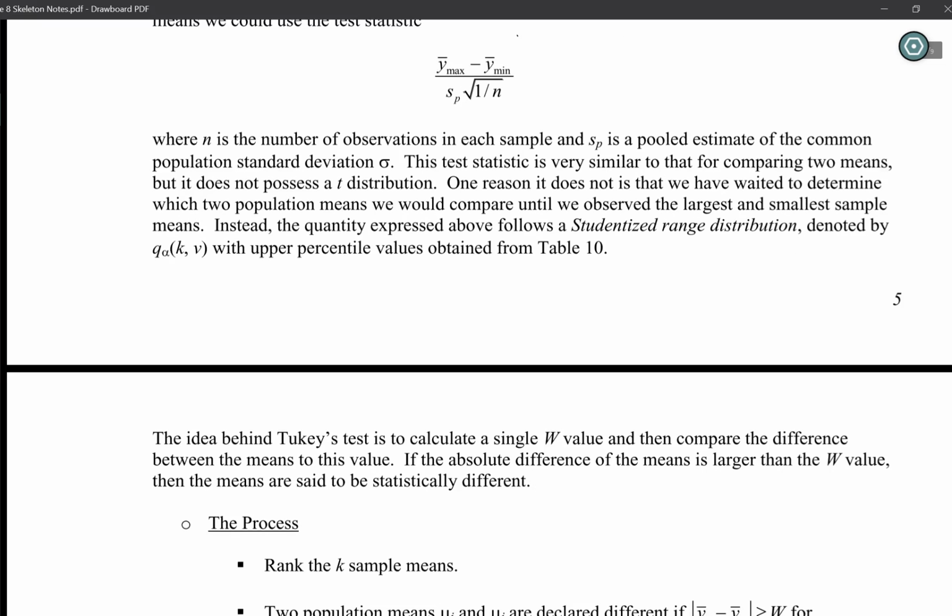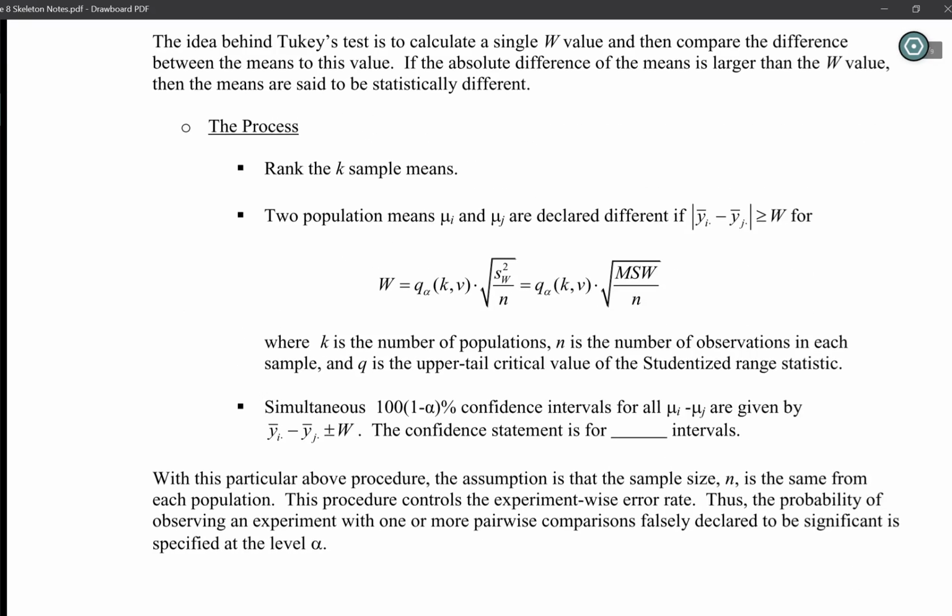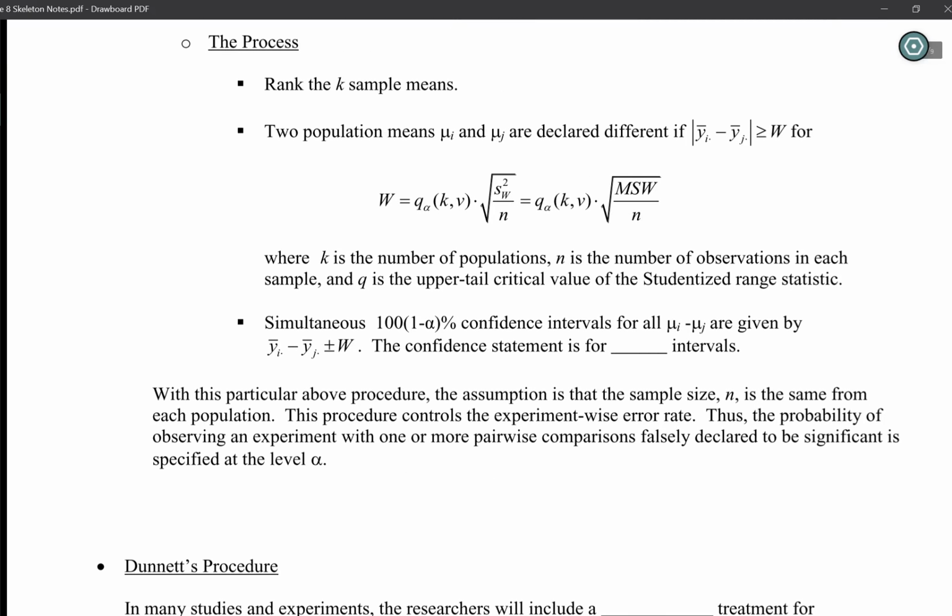All right, now the process here is similar to Fisher's LSD process. What we're going to do is rank the K sample means, and declare that the population means are different if the absolute difference between the two sample means exceeds some W value. Before it was an LSD value, now it's a W value. The W value is given by this expression here, which is similar to the expression for LSD, except a major difference is this Q instead of a T percentile, and the way the n is in the square root there.